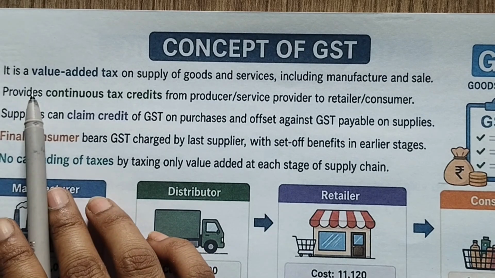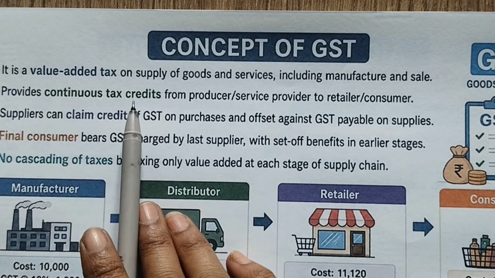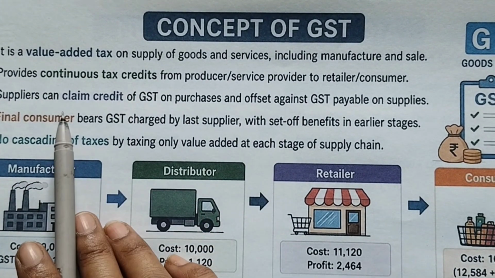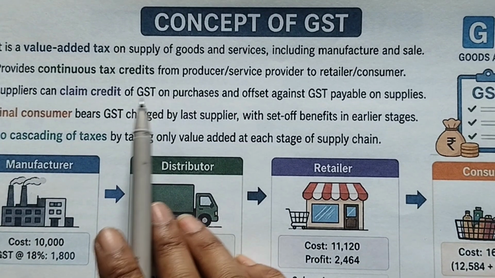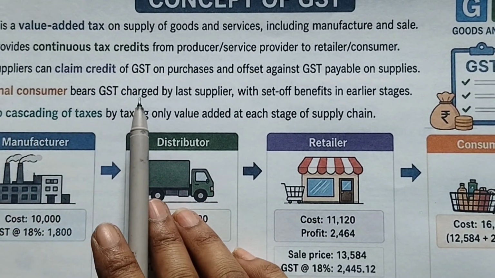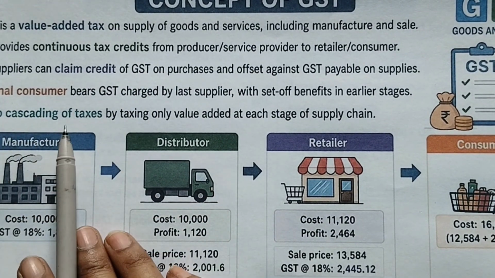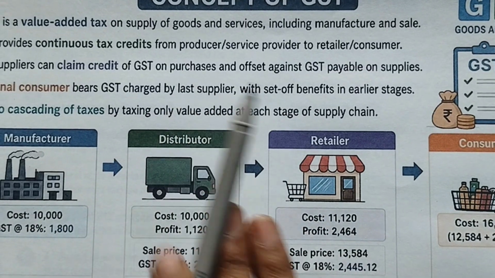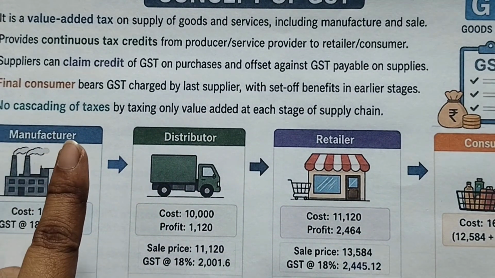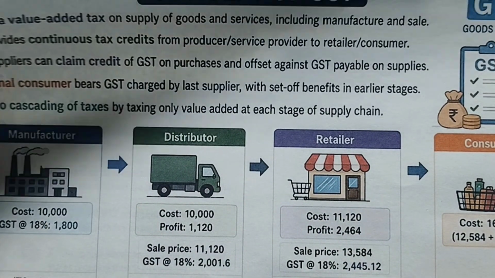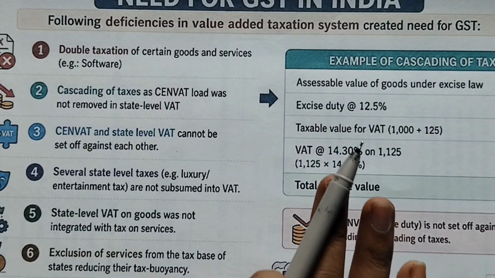Value added tax provides continuous tax credit. You can claim the credit. The final consumer pays the tax and there is no cascading of tax. Tax on tax is not there. Whatever value you have added, on that only you are paying extra tax, not tax on tax.